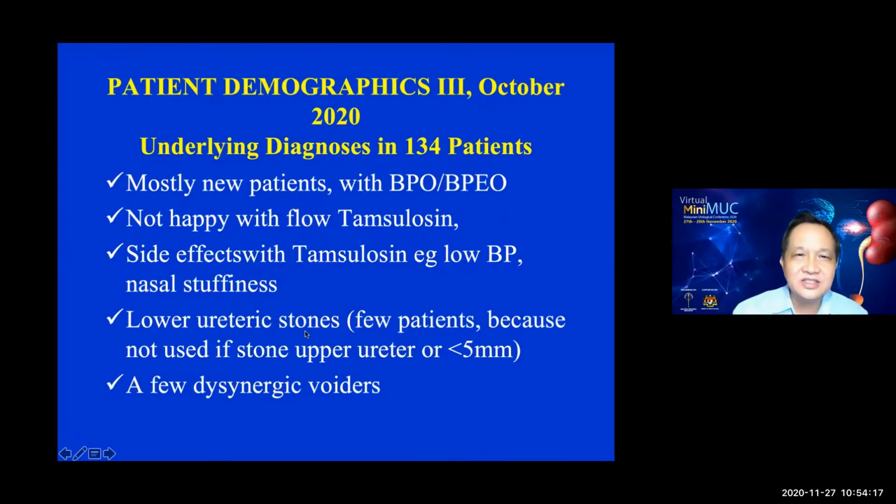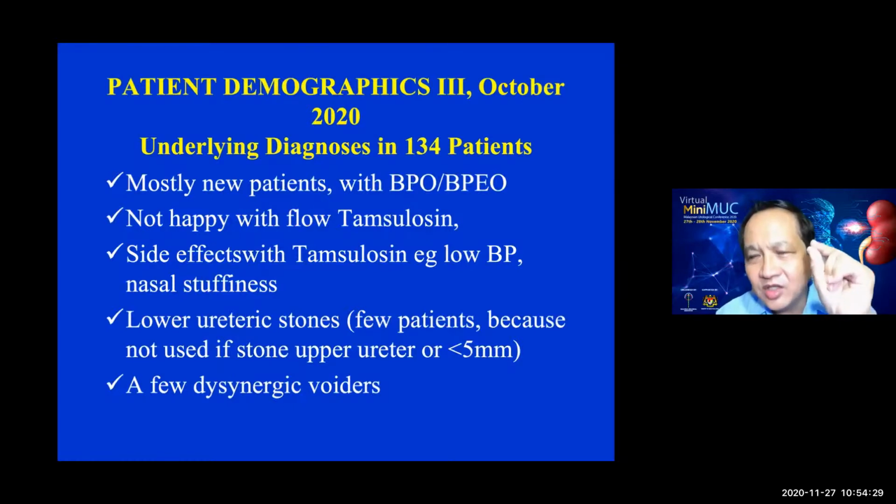And new patients, I give them for lower ureteric stones. There are not many patients because I don't believe that alpha blockers work for upper ureteric stones. I don't think you need it for a small 3 or 4 millimeter lower ureteric stone. If the stone is above 6, then maybe you should remove it by surgery. So I don't have that many patients who are on alpha blockers.